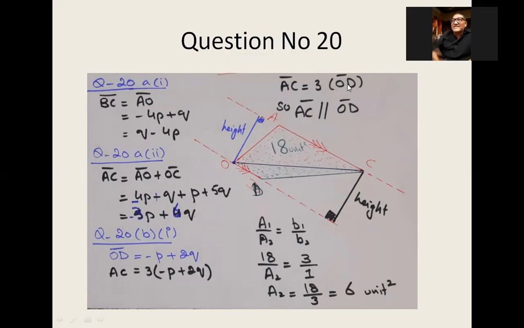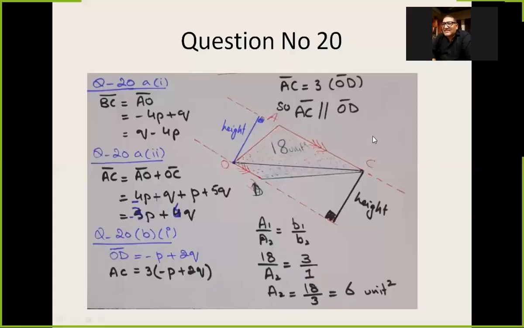If you can prove this on any two vectors, that AC is equal to 3 times the OD, it means that AC and OD are parallel to each other. Their basic vectors are the same, only that AC is 3 times larger than OD. So I hope that you have understood.